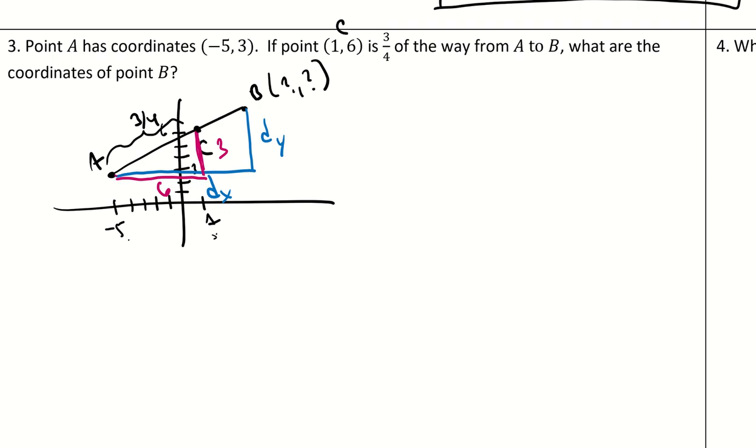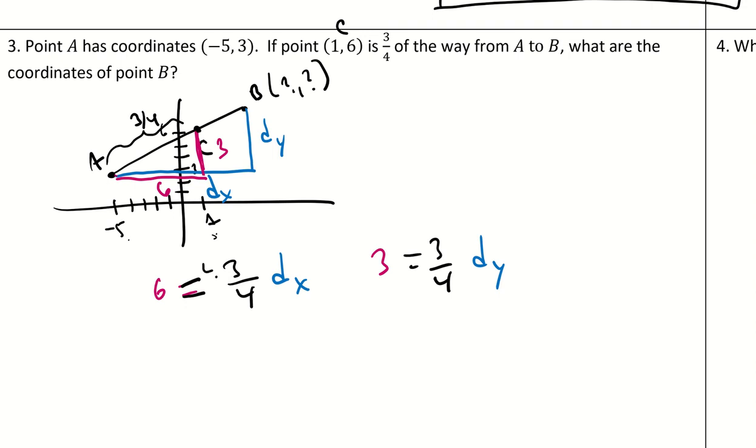Now we're going to say, all right, so we know that 6 is 3/4 of the way from A to B, right? 6 is 3/4 of the distance in the x direction. In the same way, 3 is 3/4 of the distance from A to B in the y direction. So we're going to say 3/4 of dy. Okay, and then we're going to solve.